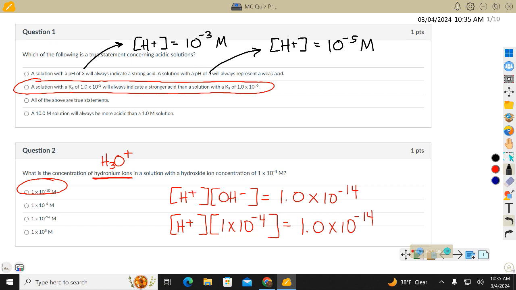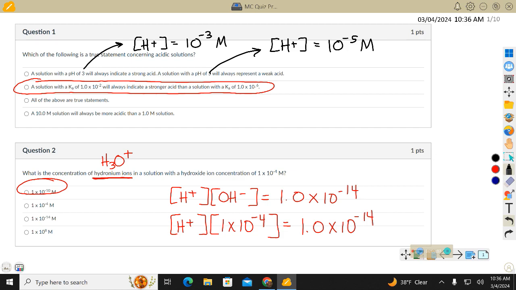A solution with a Ka, speaking of Kas, of 10 to the negative second will always be a stronger acid than one with 10 to the negative sixth. That's a yes. If the Ka is larger, there are always more ions produced in solution, and that would always represent an acid that is stronger. The above statements are not all true. And then the last one: a 10 molar solution will always be more acidic than a 1 molar solution.